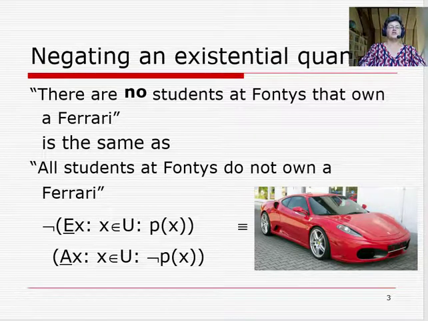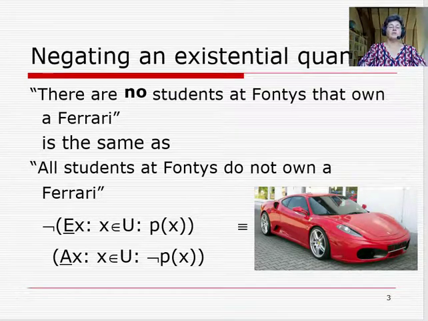For instance, if I would say there are students at Fantes that own a Ferrari, that is an existential quantifier. If I would negate it, I would say it is not true that there are students at Fantes that own a Ferrari, or there are no students at Fantes that own a Ferrari. Then of course I'm saying exactly the same thing, that all students at Fantes don't have a Ferrari.